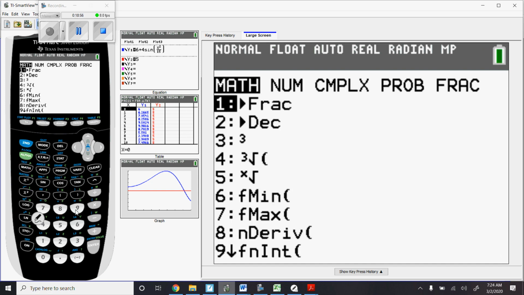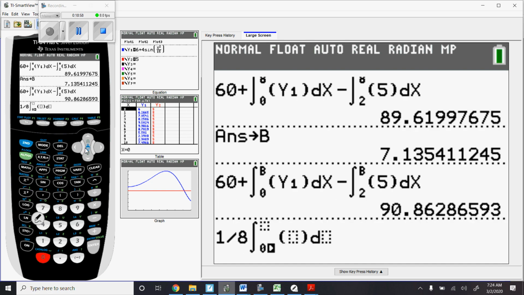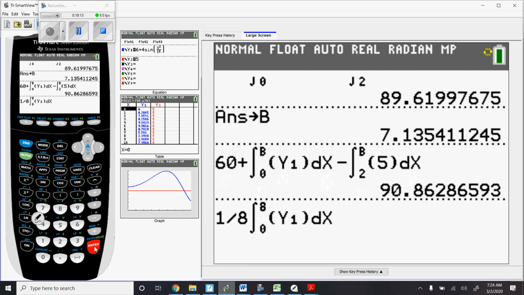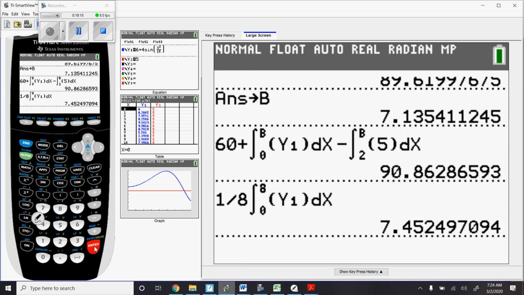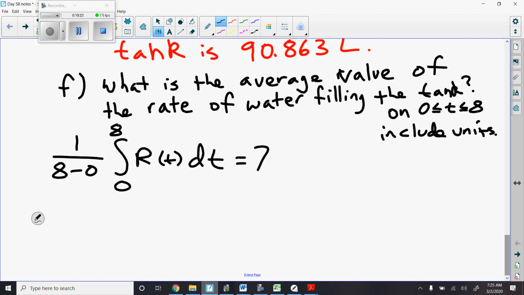Math 9. Integral 0 to 8. And instead of typing out that function, I can do alpha trace to use y1 dx. So my average rate of water filling the tank would be 7.452. Again, my units would be the units of R of T, right?